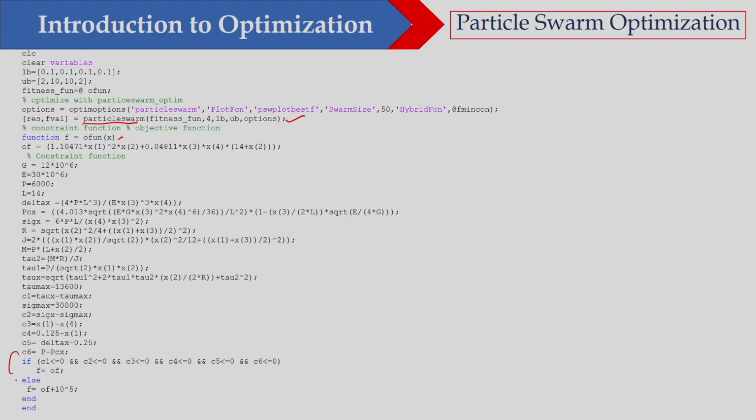For that I am using an if-else statement. If there is a violation, then I am returning this value, and if there is no violation, then I am returning this value. So, this can be written, and this part is similar to what we have already defined.